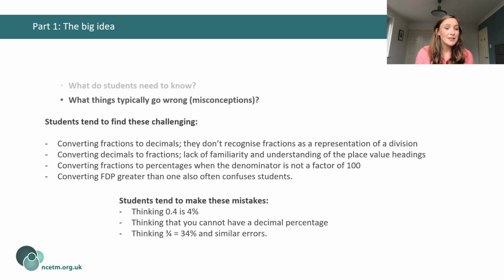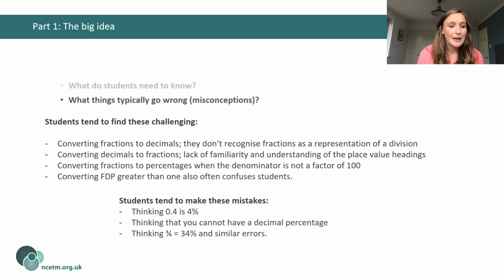Converting fractions to percentages when the denominator is not a factor of 100. So when that denominator is an awkward number, the students often can't get from the fraction to the percentage because they can't see how something like 15 can get into 100, and they don't have the fluency or the flexibility to be able to find a way around that. And then converting fractions, decimals and percentages greater than 1 often throws the students. As soon as it's over 100% or over 1, it really just baffles them and they get really confused with that.